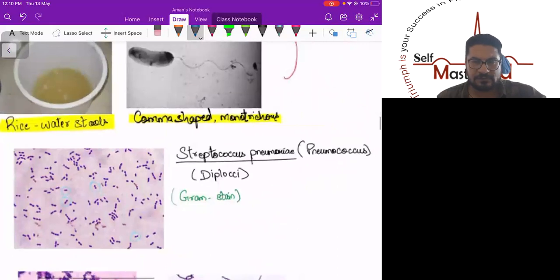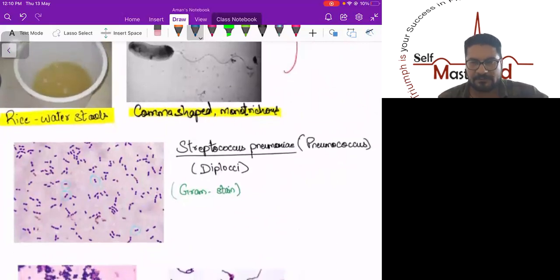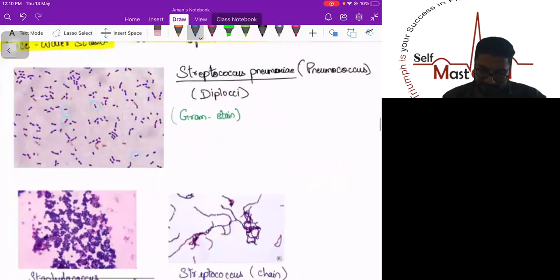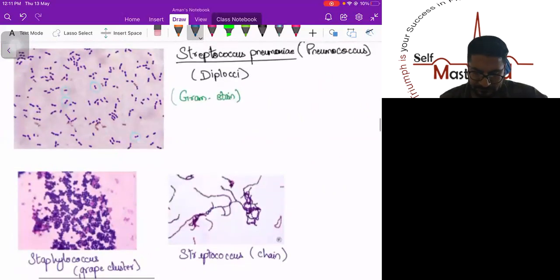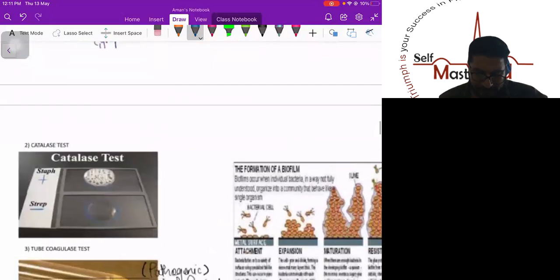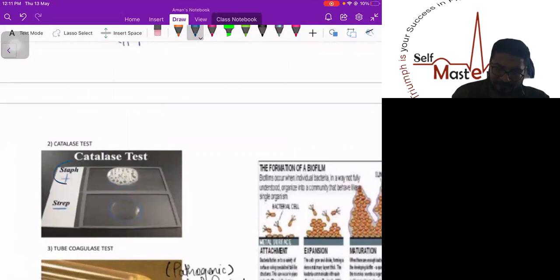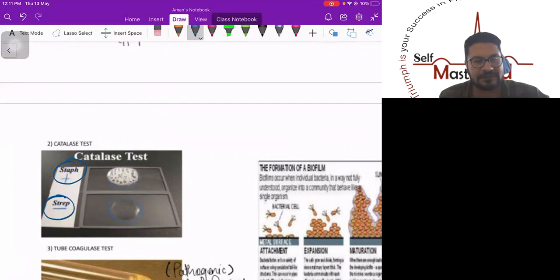Okay, if I talk about the next bacteria in my list, it will be Streptococcus pneumoniae. This is a diplococci bacteria. If you see the Gram stain, it will look like diplococci. If you compare this with Staphylococcus, it will have a grape-like cluster, and you will see chain-like formation in Streptococcus. How will you differentiate between these two? Staph is catalase positive and Streptococcus is catalase negative. So the catalase test is done to differentiate Staphylococcus and Streptococcus.